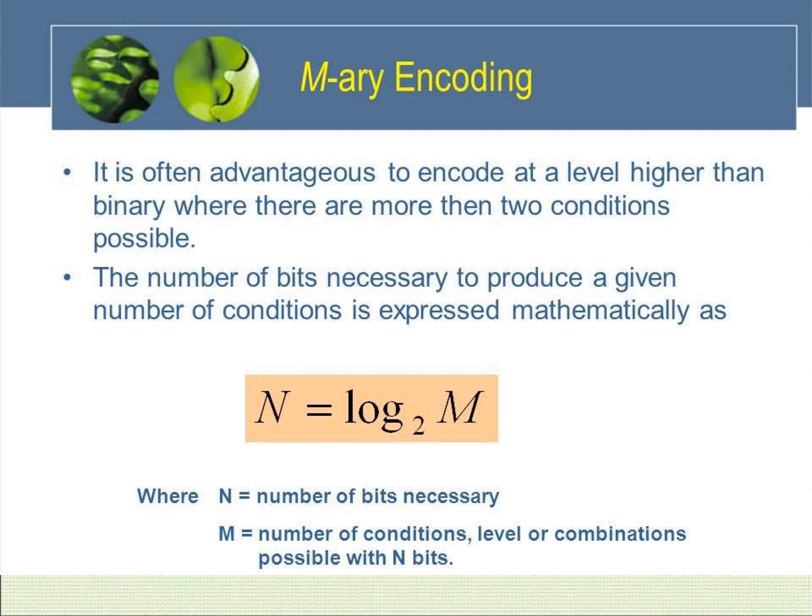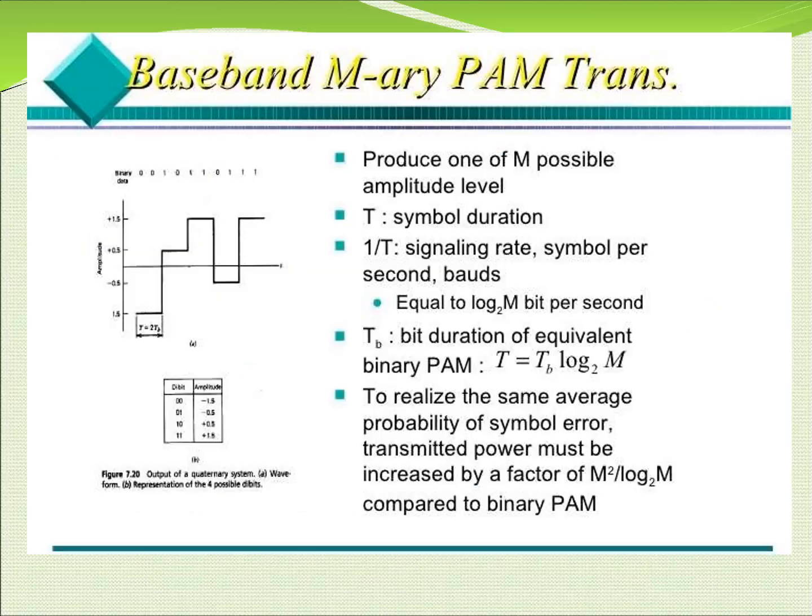It is often advantageous to encode at a level higher than binary, where there are more than two conditions possible. The number of bits necessary to produce a given number of conditions is expressed mathematically as n = log M base 2, where n is the number of bits necessary and M is the number of conditions or levels or combinations with n bits.